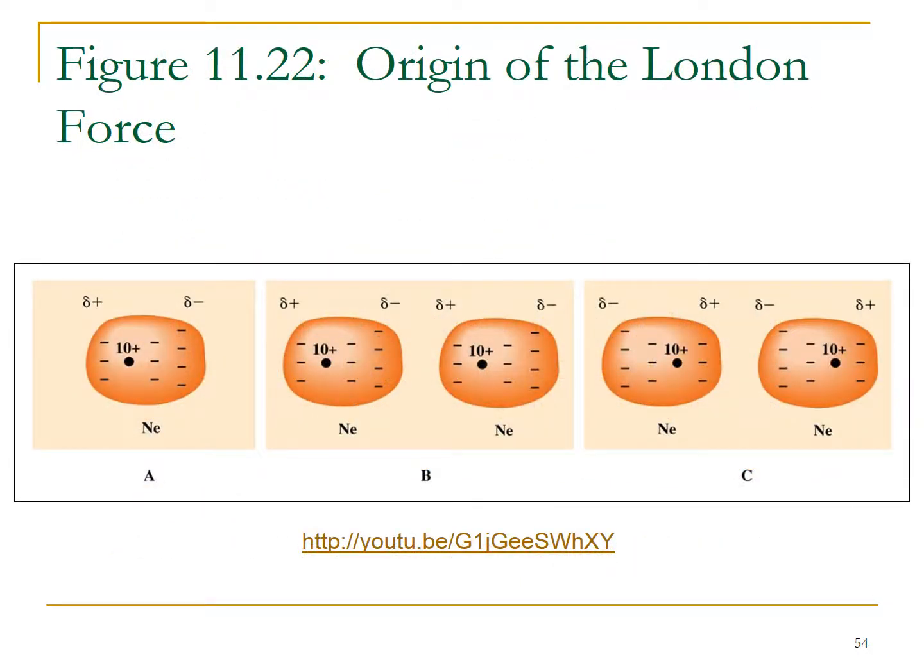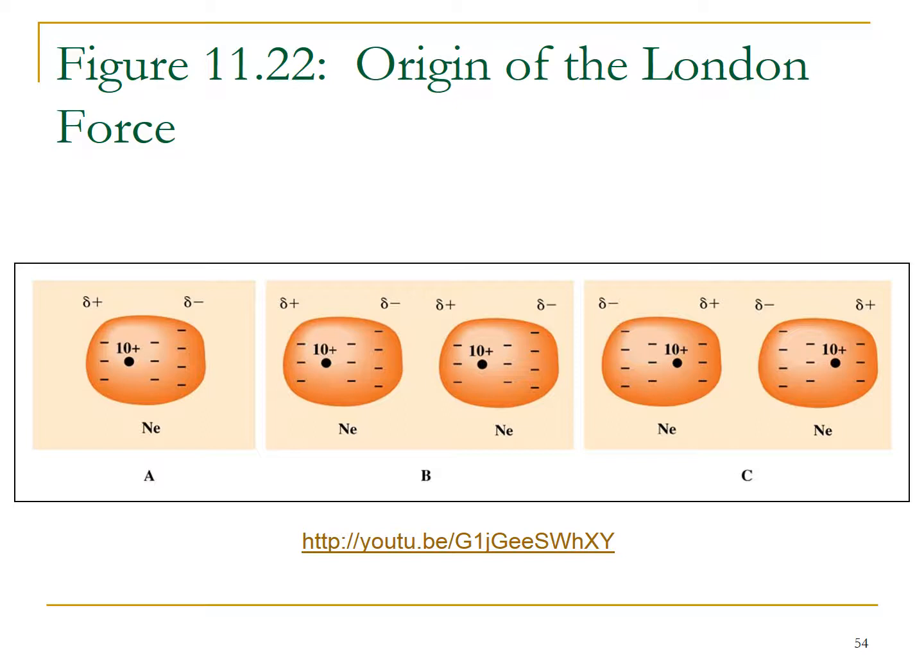So this is a picture. What's happening in this atom? Neon is nonpolar. It's actually an atom, not even a molecule. Neon is nonpolar because it's only an atom. But at some instant in time, more of the electrons may be on one side of the atom than the other, and so it creates an instantaneous dipole. So one end is a little more negative than the other.